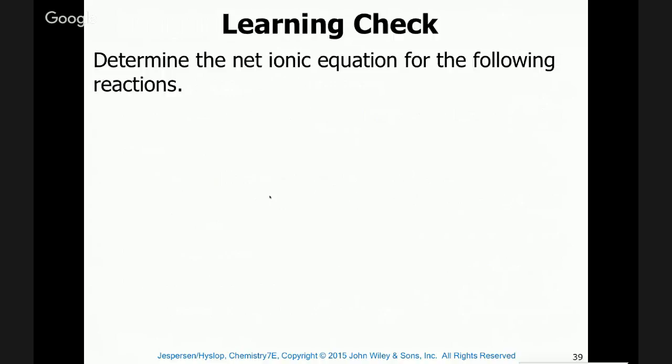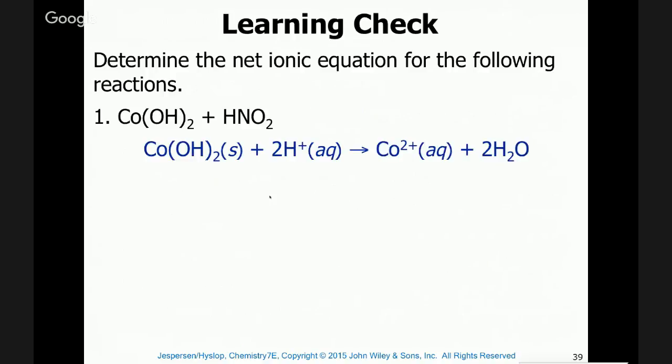Determine the net ionic equation for the following reactions. So we have cobalt hydroxide and nitrous acid, I believe. You want to look at the name of this to make sure. So here are our products. Our solid, just because it's insoluble, hydrogen, and with the removal of our spectator ions, should result in CO2 plus 2H2O.